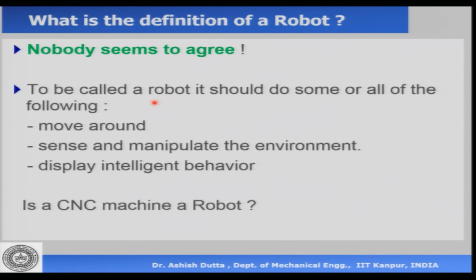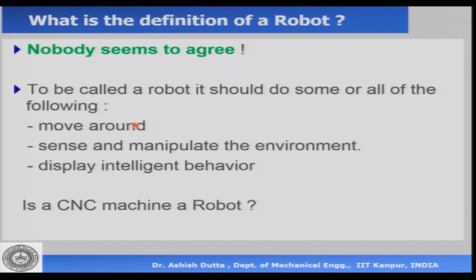But in general, it's understood that to be called a robot, it should do some or all of the following. For example, the device or the system should move around, then it should sense and manipulate the environment, and it should display some kind of intelligent behavior.